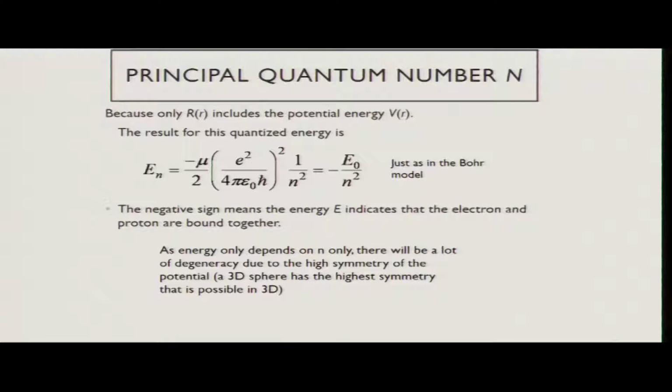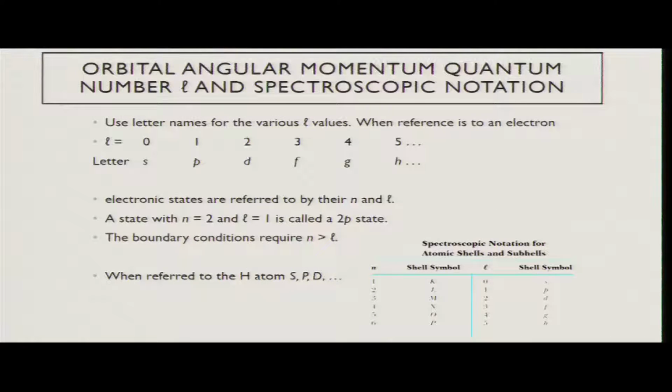The negative sign means that the energy E indicates that the electron and the proton are bound together. As the energy depends on n only, there will be a lot of degeneracy due to the high symmetry of the potential. A 3D sphere has the highest symmetry, and that is possible in 3D. The orbital angular momentum quantum number L and the spectroscopic notations can also be looked at in this same vein as we are now doing this.